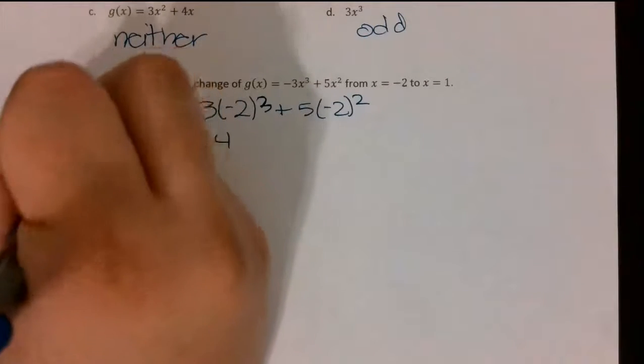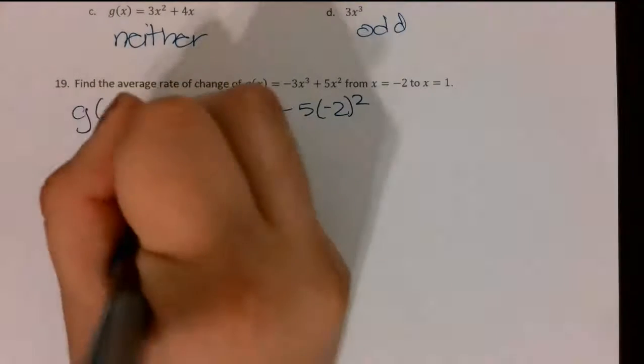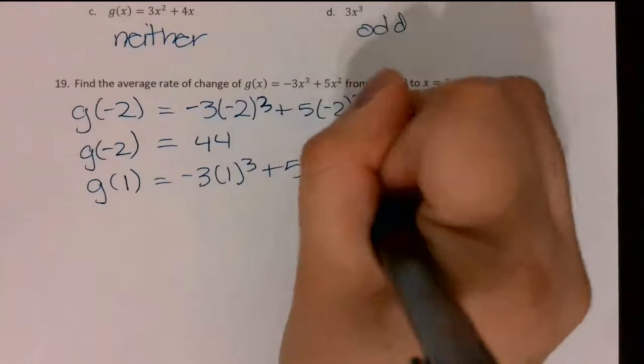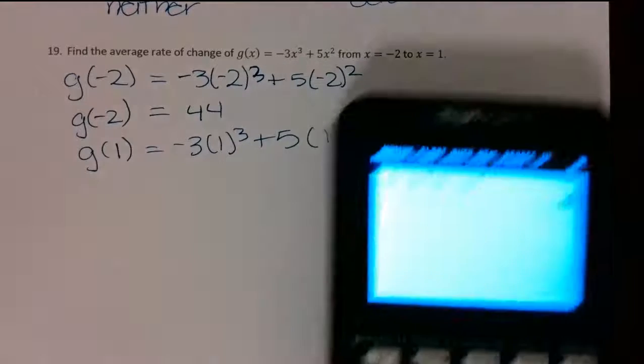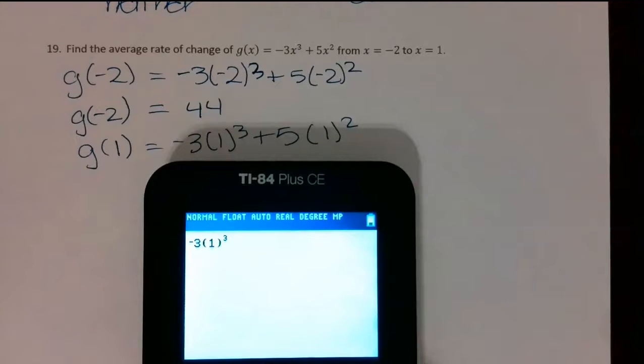Okay, I'm going to rewrite that this was g of negative 2 so I don't forget. And I'm going to go ahead and do the same thing for g of 1. I'm going to type this in the calculator. I always forget the newer ones write it straight in line. So if you're on an older one, it takes you out as soon as you type this. If you're on a newer one, it doesn't. Plus 5 times 1 squared. This one gives me 2.